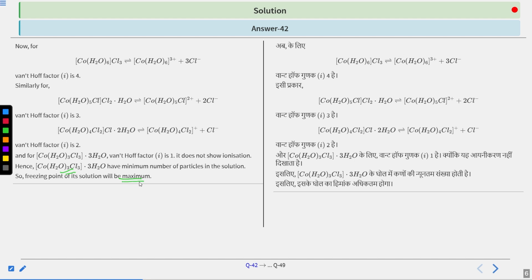Here we have said in this discussion that the one with the lowest value of i will have the minimum depression in freezing point. Therefore, it will be the one having the highest or maximum freezing point. Clear?